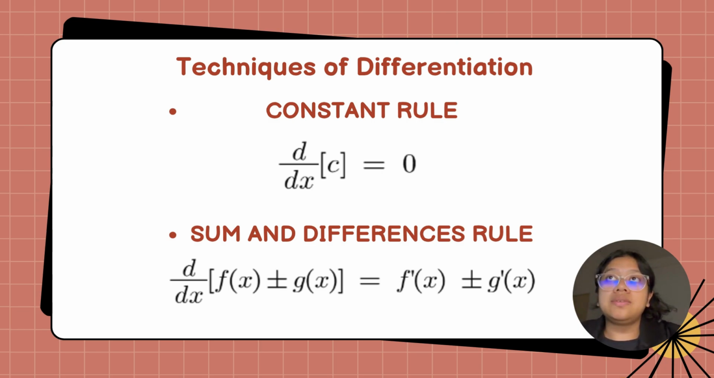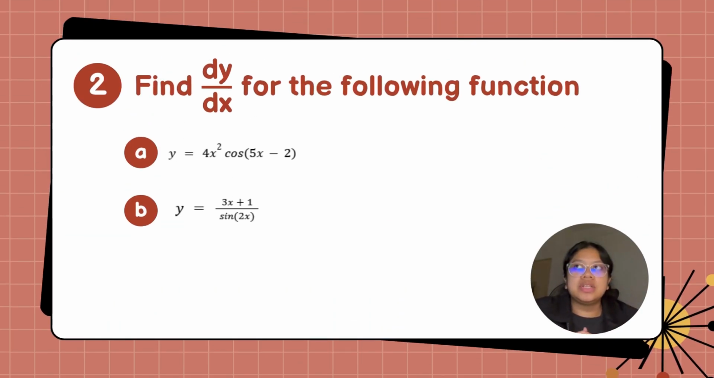And next we have the sum and difference rule, which is used to differentiate multiple terms which are added or subtracted in a function. The formula is d/dx [f(x) ± g(x)] = f'(x) ± g'(x). So that's it for the techniques of differentiation. Now let's see the questions.